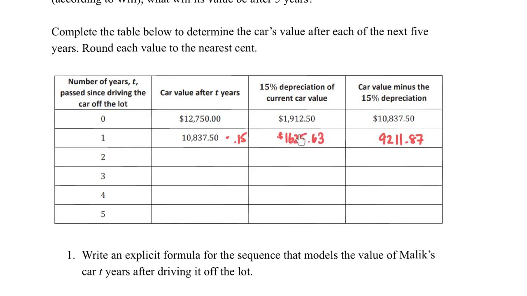So this is 15% of this. And then this is these two numbers subtracted. Then, so now my starting value is where I finished before. So $9,211.87. And let's try to fill in the rest of the table. So I'm going to pause the video. You should pause the video. See if you can fill in the rest of this.